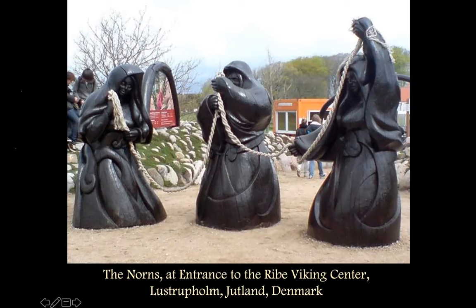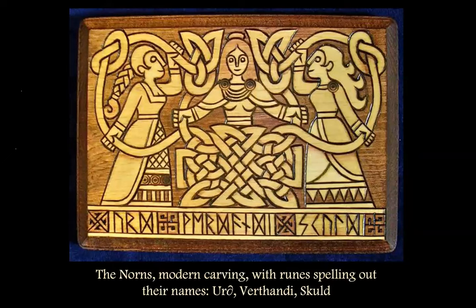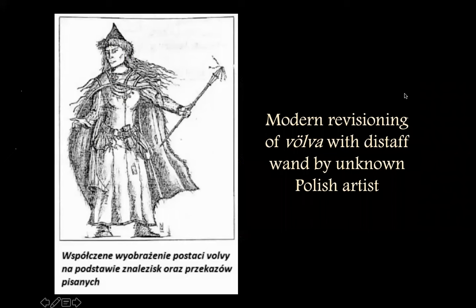And this is a piece that's based on traditions about the Norns, the names Urverðandi Skuld, written in runes, means became, becoming, shall be. So there's like that circle, that spiral of time. And this is interesting because the knotwork here reminds me of what we saw earlier on the Maya murals. This is a modern Polish artist revisioning vulva in the Scandinavian witch or seeress tradition, with a classical distaff wand in her hand.